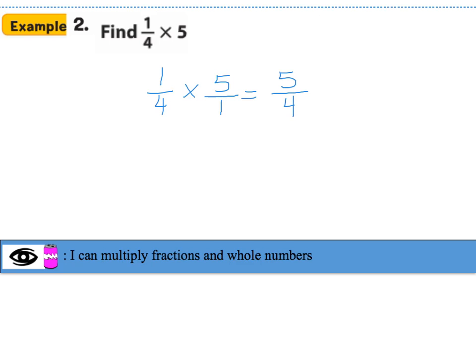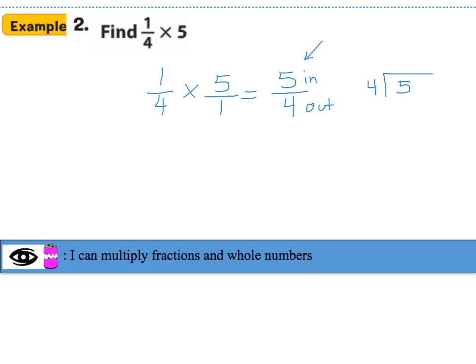So let's ask ourselves, can we reduce 5 over 4? No, we can't reduce 5 over 4. But what we can do is we can make 5/4, which is an improper fraction, into a mixed number. Remember, improper fractions have larger numerators than they do denominators. So I'm going to put the 4 on the outside and the 5 on the inside, and I'm just going to go ahead and divide.